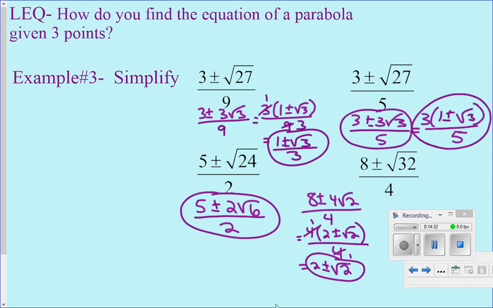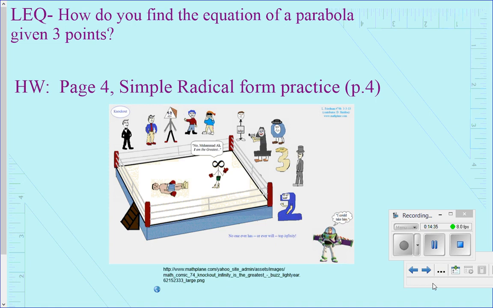Okay. All right, that's it for notes for today. So your homework tonight is page 4 in the Unit 4 packet, and then in the simple radical practice, page 4 also. So page 4 in both packets for tomorrow.